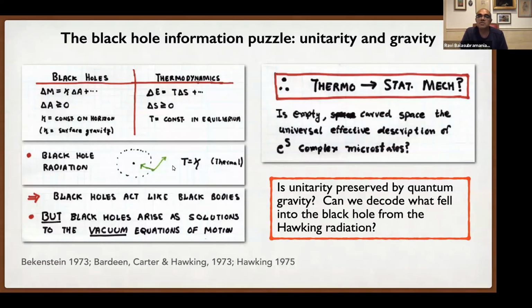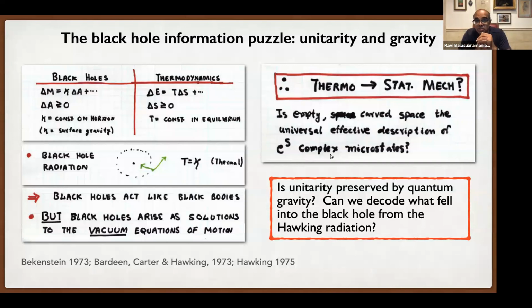Especially so because another lesson of 20th century physics is that anytime you see a thermodynamic system, you really should be seeking the underlying statistical physical description. In other words, there should be a large space of complex microstates, e to the S, in fact, e to the entropy microstates. And the thermodynamics should arise as a universal, coarse-grained, effective description.